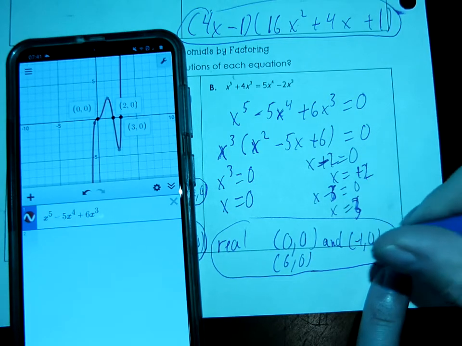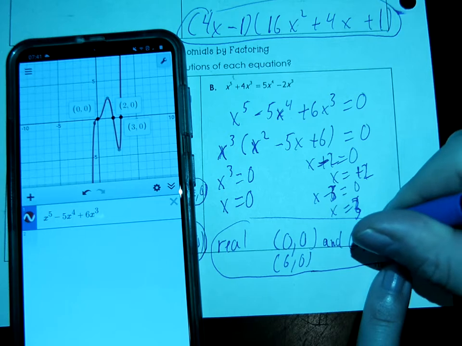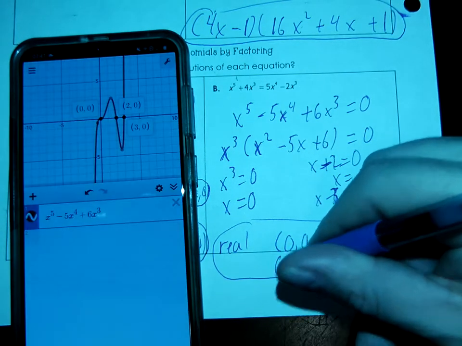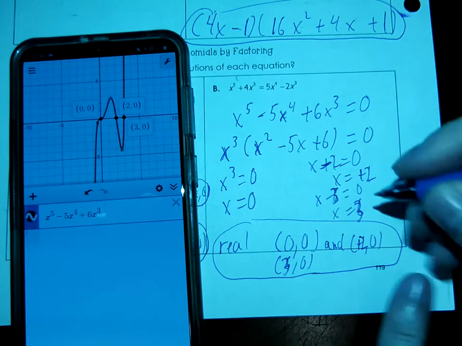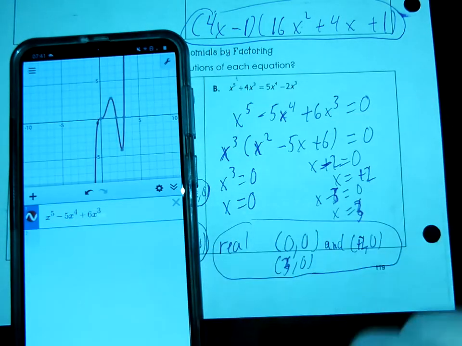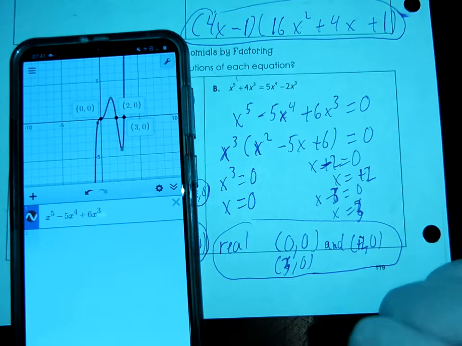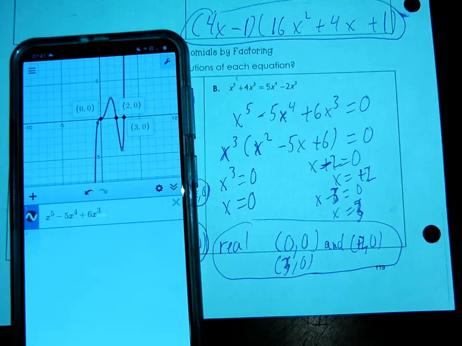When I was taught this in high school and in college, it is always useful to type these in a calculator and verify your zeros. If you have a calculator laying around, it's always useful to type them in. 0, 0, 2, 0, and 3, 0 are my 3 zeros. Even if I do these by hand, you'll see me typing them in the calculator.